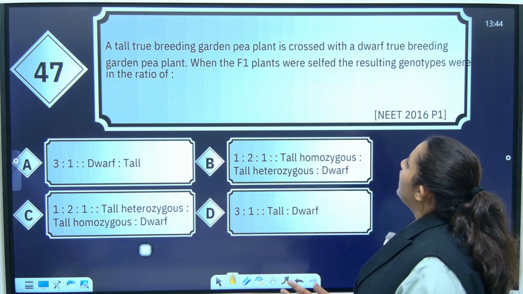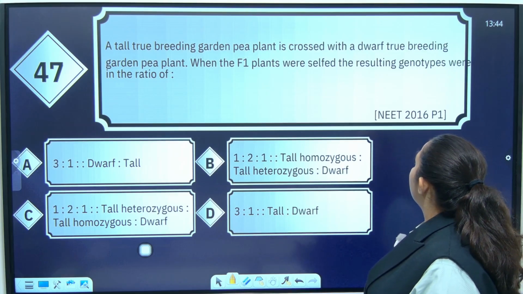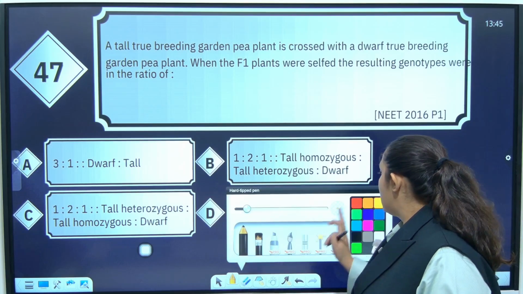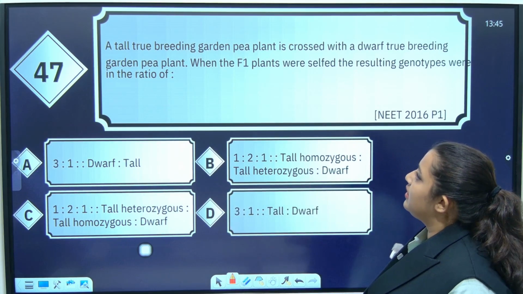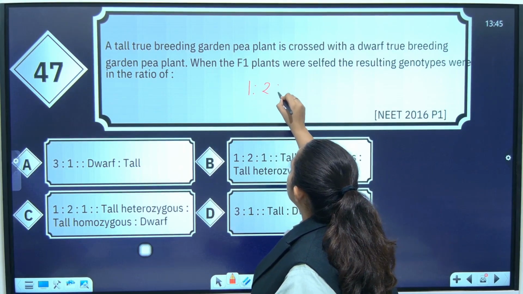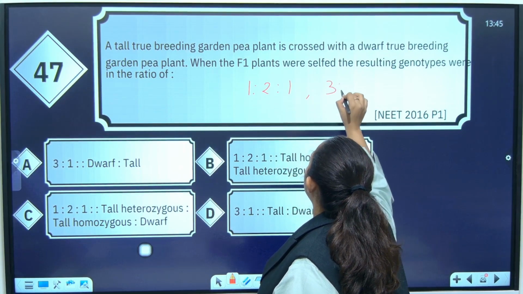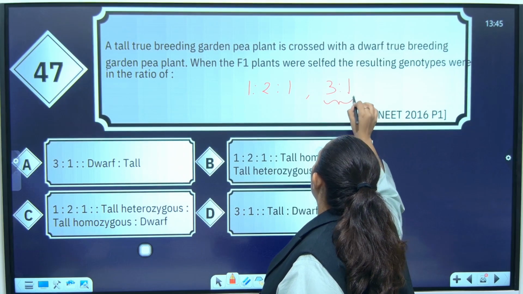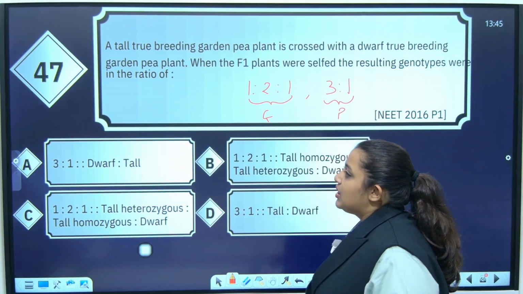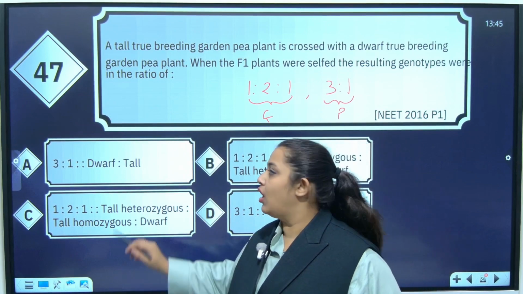Next one, a true breeding tall garden pea plant is crossed with a true breeding dwarf garden pea, and when the F1 plants were selfed, the resulting genotypes were in the ratio. Okay, what is going to be your answer? It is very obvious. You get 1 is to 2 is to 1 or 3 is to 1; here you're going for phenotypic and here you're going for genotypic. 3 is to 1, dwarf is to tall.